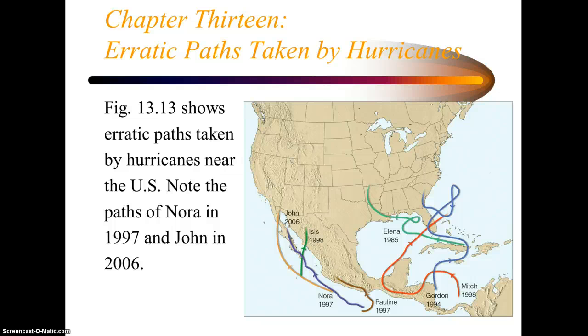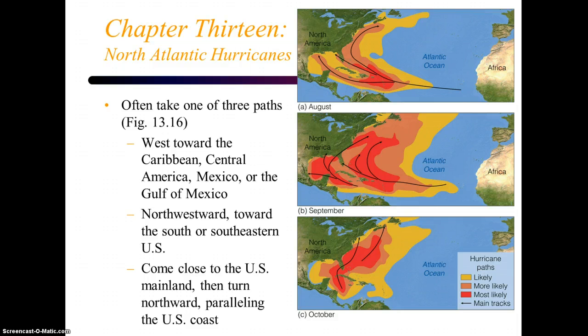Here are the paths that are taken by some hurricanes, and they, as you can see, are not always consistent. They're quite erratic, especially if you note the path of Hurricane Nora in 1997 and the path of Hurricane John in 2006. Those are West Coast hurricanes which gave a threat of late summer rains to very sensitive crops here in the southwestern United States.